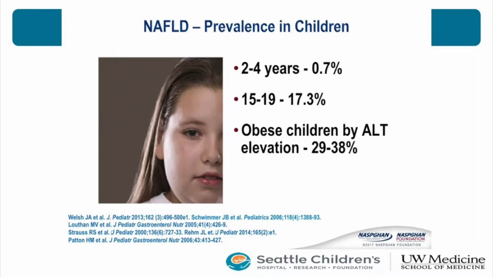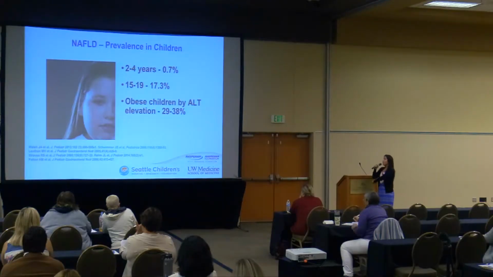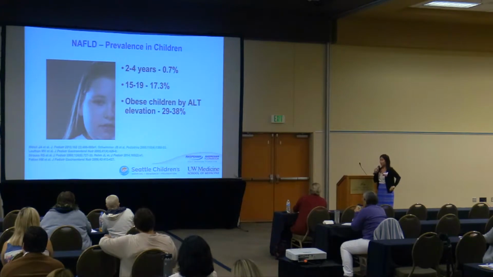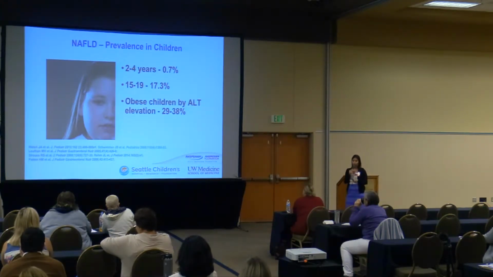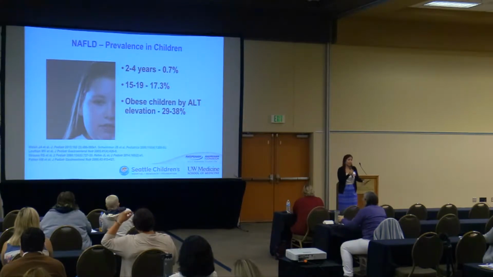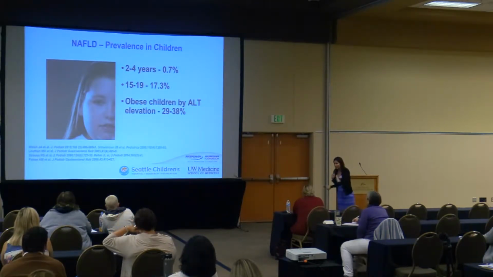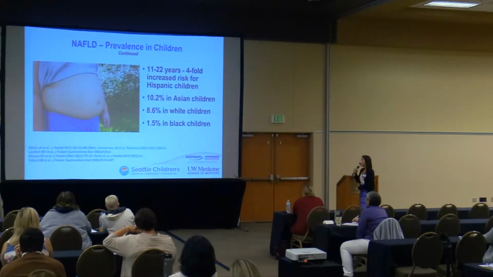Once we start screening them, which is according to the AAP guidelines a little bit later, at 15 to 19, we estimate about 17%. Now, if you grab obese children that have elevated ALT, almost 40% of them are going to have fatty liver. So obesity, again, we know that is a risk factor, but not all children that have fatty liver are obese.